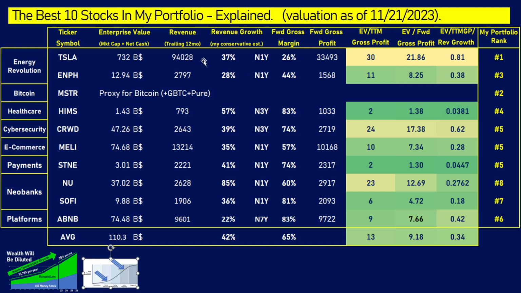So this is the Standard Oil of our day. Tesla is the Standard Oil of our day, and I'm very happy to own it. I believe this will be the most valuable company in the world by 2030.